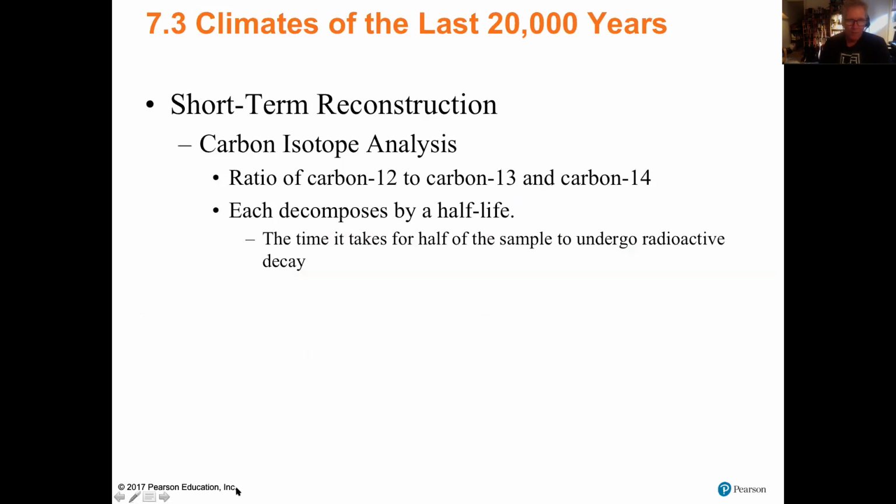Okay, so stop here, and then we'll do how we reconstruct these short-term climate change models in part 2.